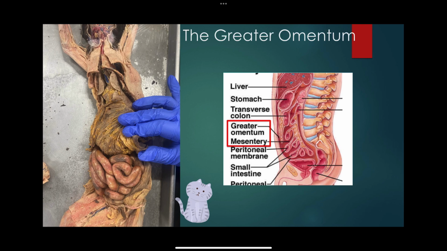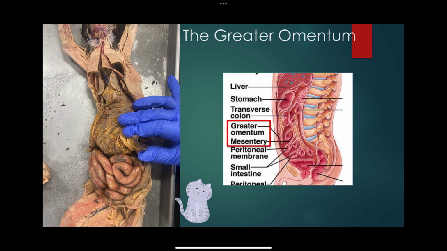It literally looks like an apron, as you can see here with the cat. I'm holding the greater omentum up so you could see the small intestines. It's also yellow, as you can see on the cat, because of all of the fatty tissue.